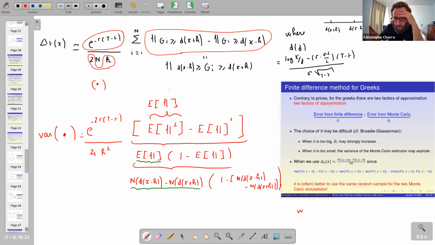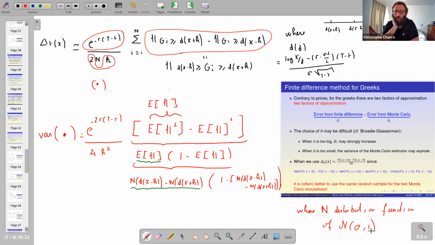where capital N is, as usual, the distribution function of my N(0,1). Distribution function of my N(0,1), okay? So I have this.